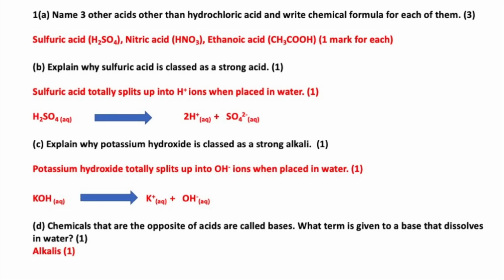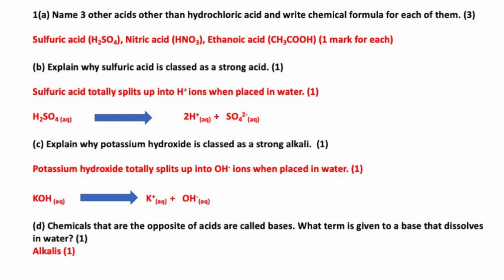So question 1 is asking you to name 3 other acids other than hydrochloric acid and write the chemical formula for each of them. So you could write down sulfuric acid with a chemical formula H2SO4, nitric acid with a chemical formula HNO3, ethanoic acid with a chemical formula CH3COOH, and those would be 3 acids that we would expect you to know for the GCSE syllabus, and there's 1 mark for each of those.